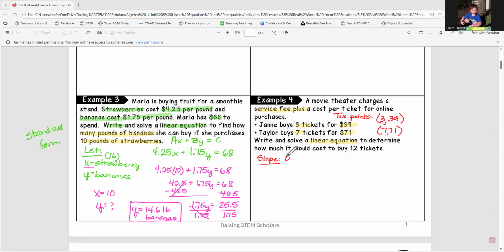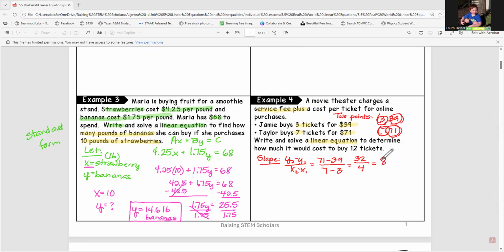Remember, slope is going to be y2 minus y1 divided by x2 minus x1. And so my y2, I'm just going to go ahead and take my 71 minus my 39. x2, I'm going to take the 7 minus my 3. Okay, and so 71 minus 39 is going to give me 32. 7 minus 3 is going to give me 4. 32 divided by 4 is 8.